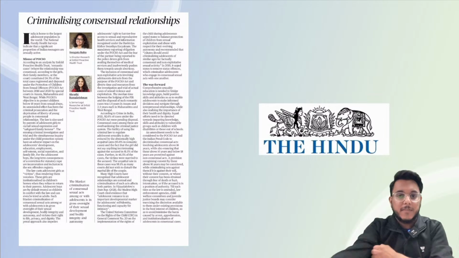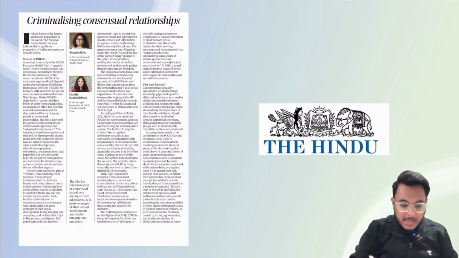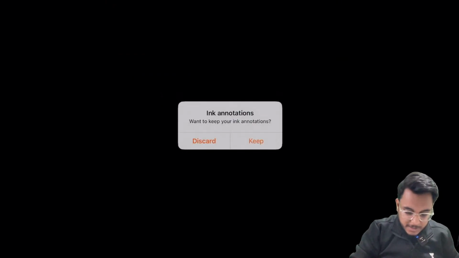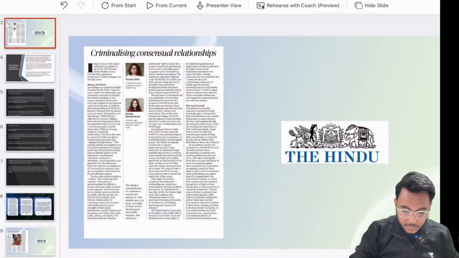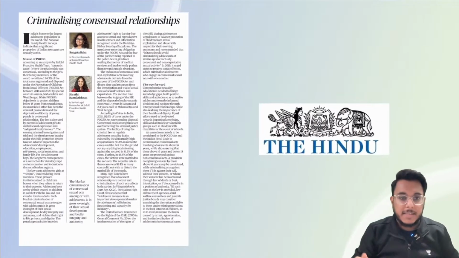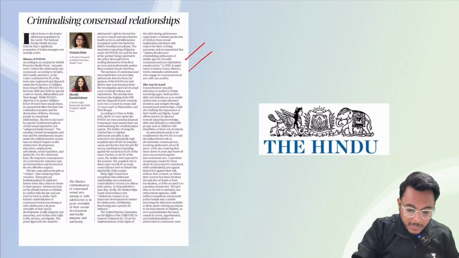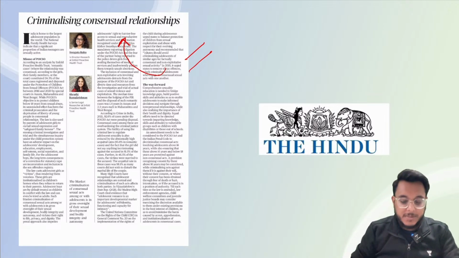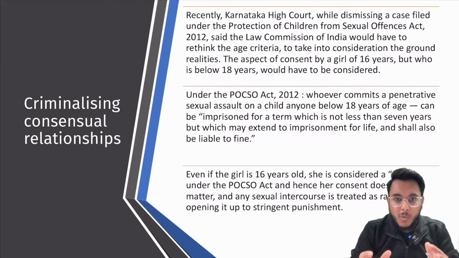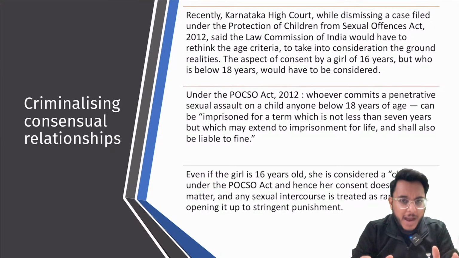Now, taking up the first article. So the first article is from the Hindu newspaper, criminalizing the consensual relationships. Now, basically guys, what this article is all about and why this article has come in the newspaper, for that we need to understand a little bit of background.